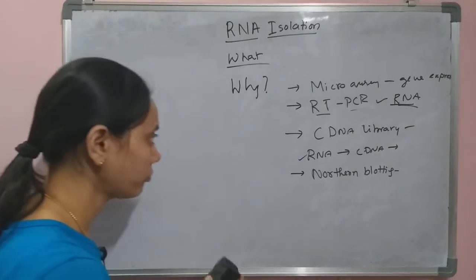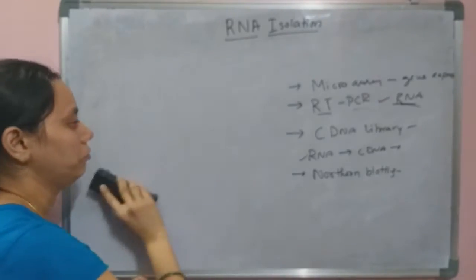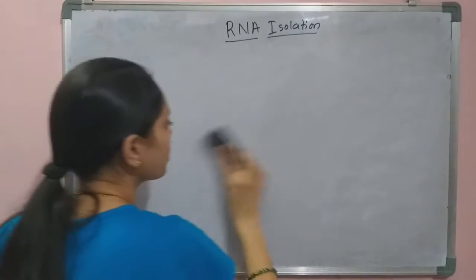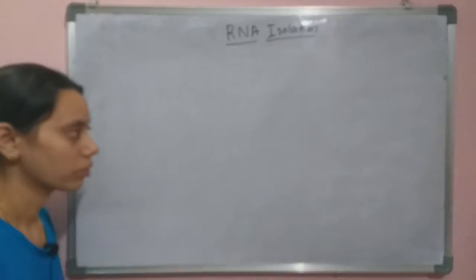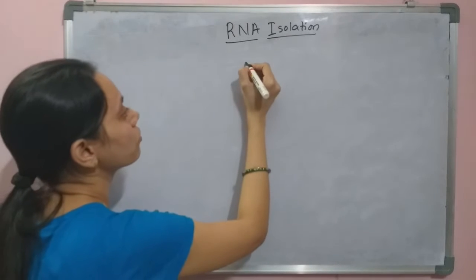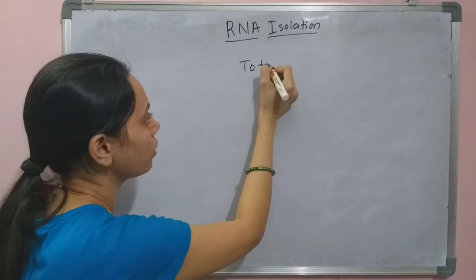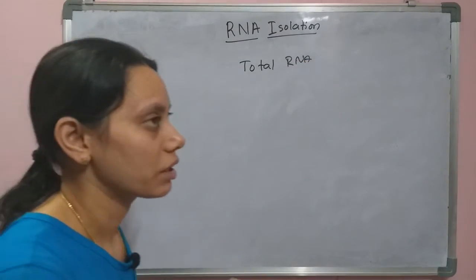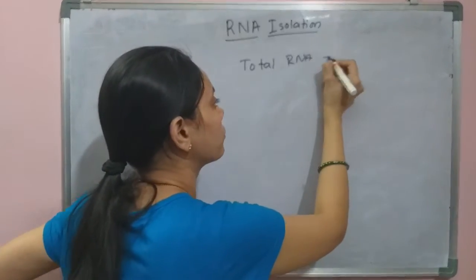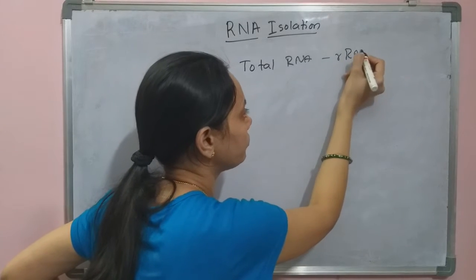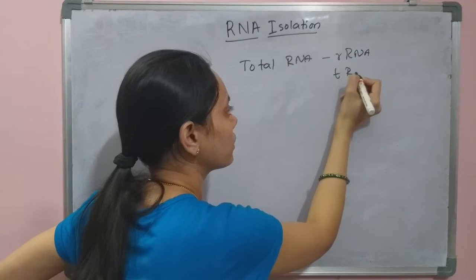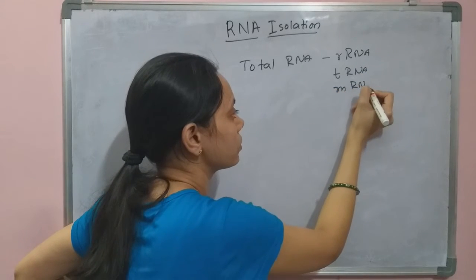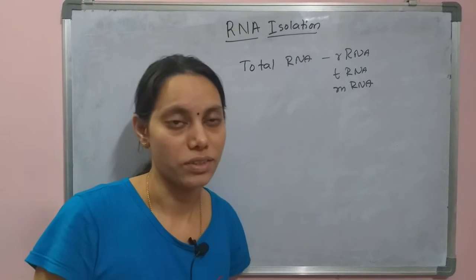So here, generally RNA will be isolated in the form of total RNA. So what is total RNA? Basically, this total RNA is the combination of rRNA, tRNA and mRNA. So it's a combination of all these three.